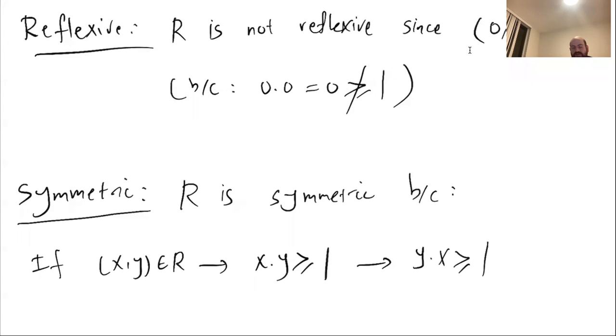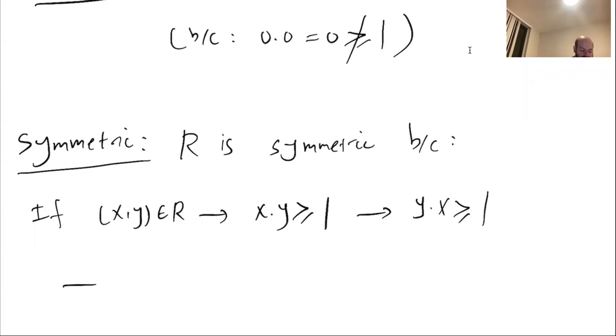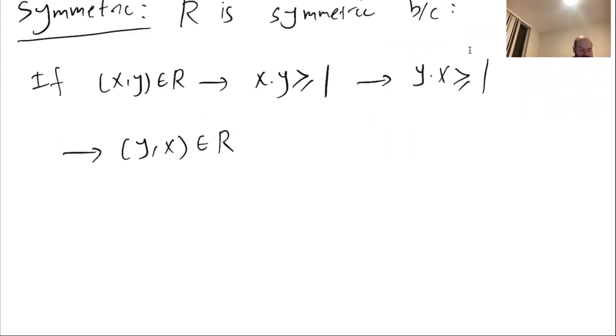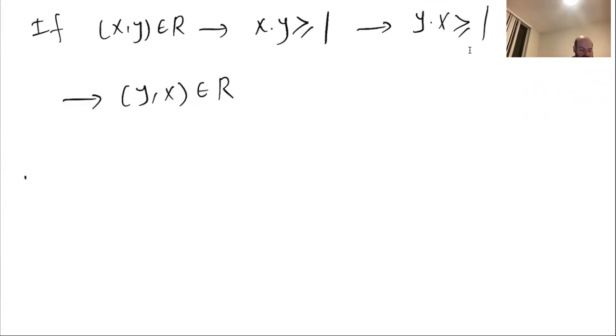Because X times Y and Y times X are the same thing. And Y times X bigger than or equal to 1 means Y and X is in R. So we show that if X and Y is in R, then Y and X is in R. And that means R is symmetric. What about anti-symmetric?